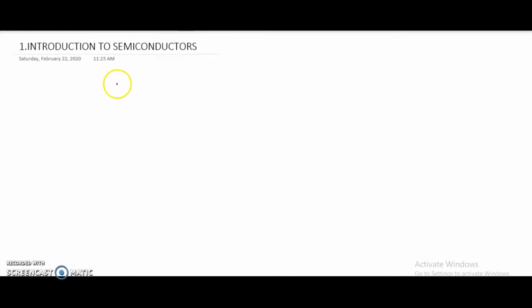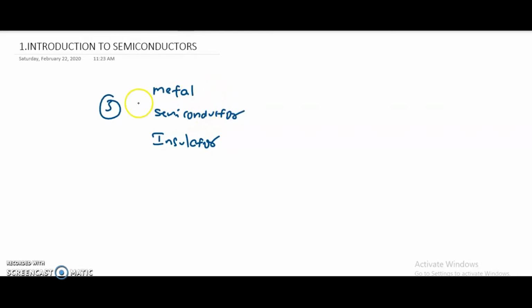Coming to this introduction to semiconductors, generally the materials are classified broadly into three types: the first one is a metal, the next one is an insulator, and in between these two, here I am writing the semiconductor. So these are the three materials we can broadly classify.